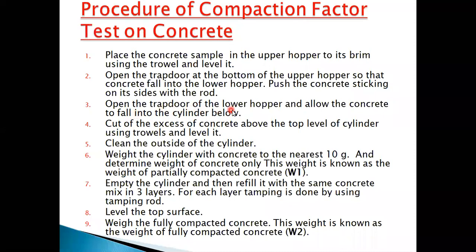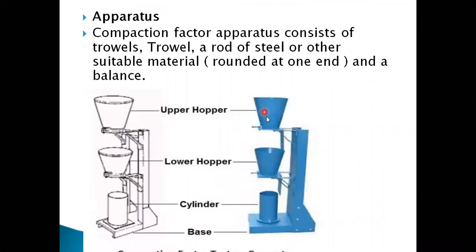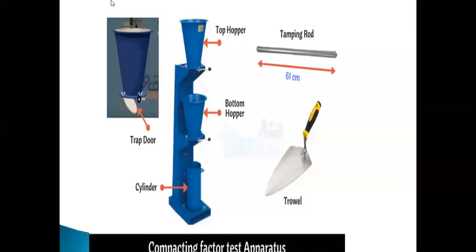Third, open the trap door of the lower hopper and allow the concrete to fall into the cylinder below. When the concrete has fallen into the lower hopper, we also remove this trap door so that the concrete falls into the cylinder. So one by one, first we open the trap door of the upper hopper and it falls into the bottom hopper, then after opening this trap door, it falls into the cylinder.